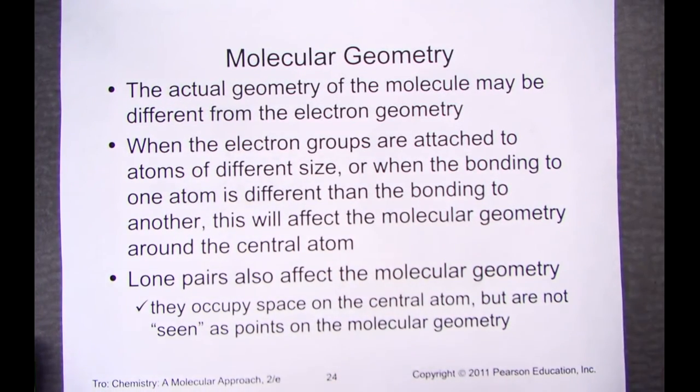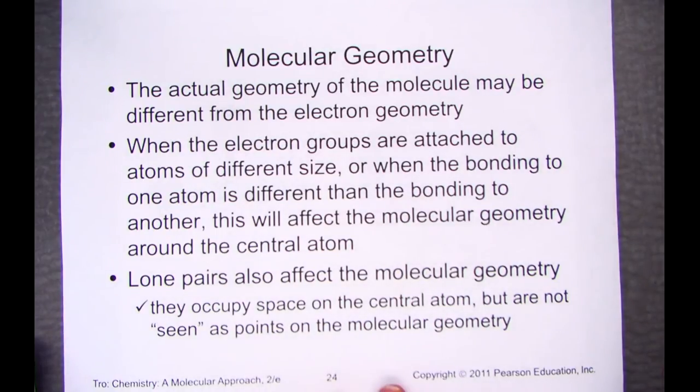The actual geometry of the molecule may be different from the electron geometry. When the electron groups are attached to atoms of a different size, or when the bonding to one atom is different than the bonding to another, it'll affect the molecular geometry. And lone pairs of electrons affect molecular geometry. They occupy space at the central atom, but are not seen as points in terms of molecular geometry.